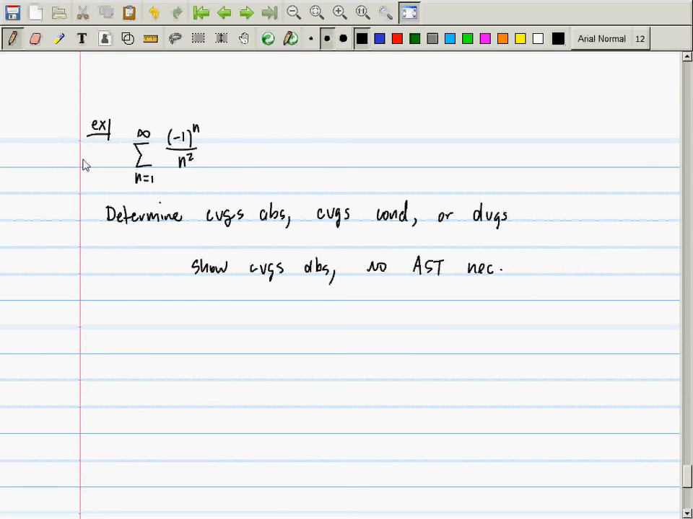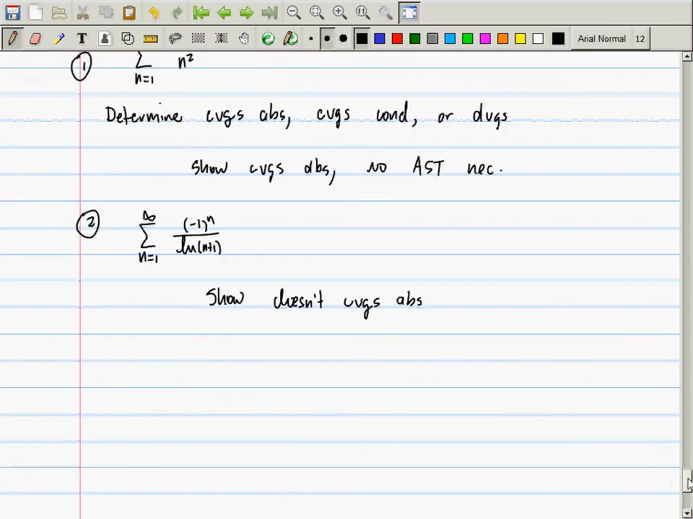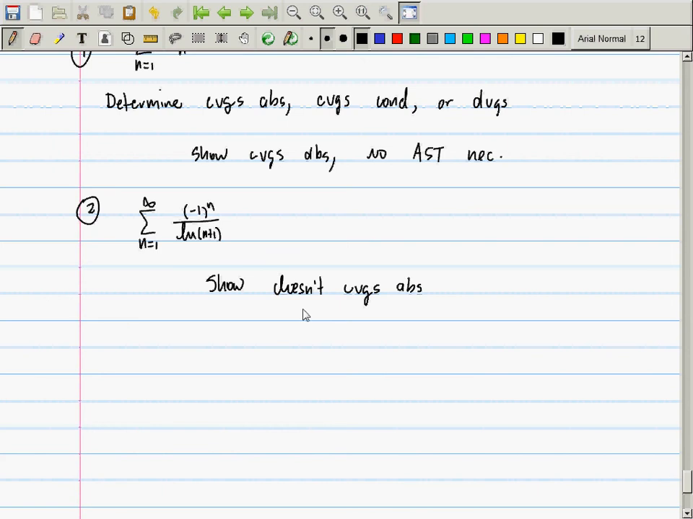On the other hand, if you were to do this example, the sum from n is 1 to infinity of negative 1 to the n over log of n plus 1, one of the previous ones we did, you would show it does not converge absolutely. You would be able to do that with the integral test or something like that. Maybe not this one, this one would be too difficult, but I would give you one where you could show it.